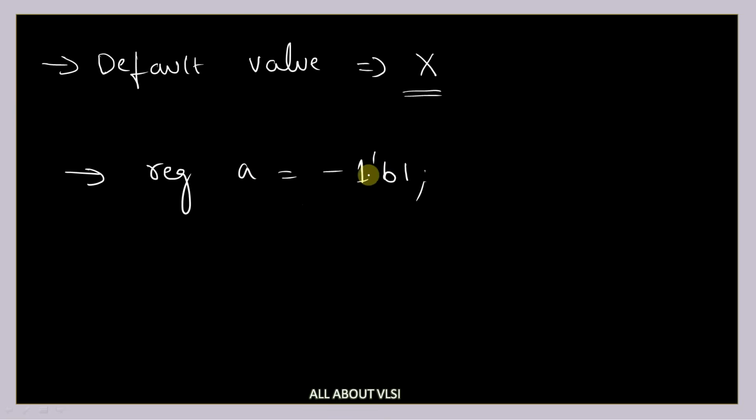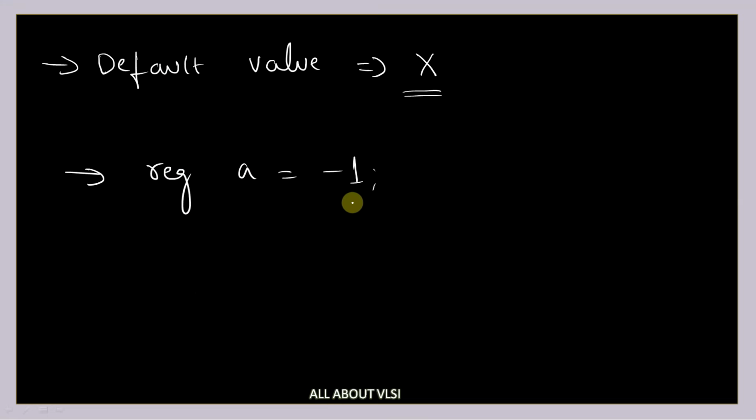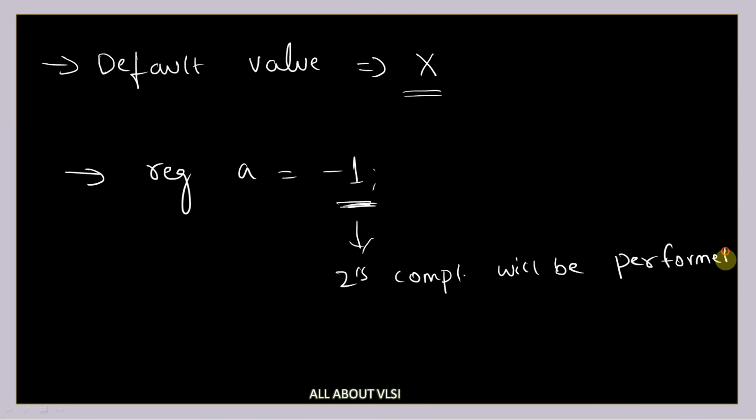Or let's say I will write simply minus 1. Then what will be the value that will be stored inside my A? Exactly, minus 1. So the 2's complement will be performed on the right hand side, and the 2's complement result will be stored inside my A. The 2's complement will be performed on one, and the resultant will be stored inside my left hand side A.